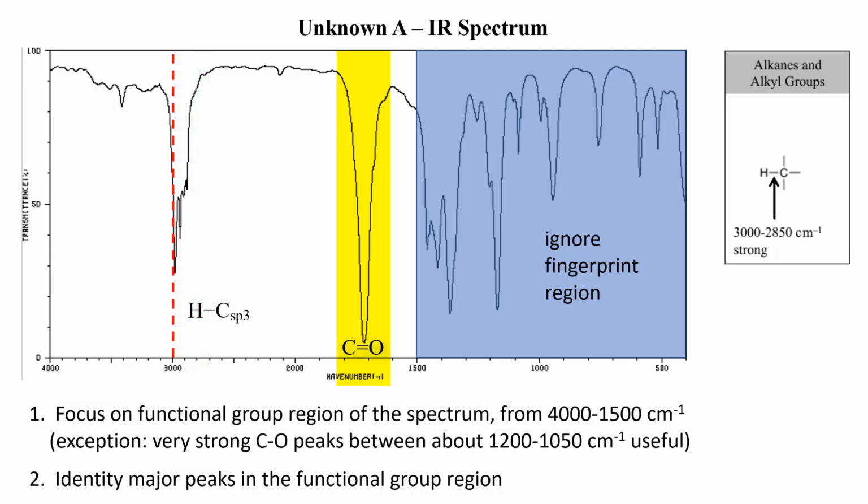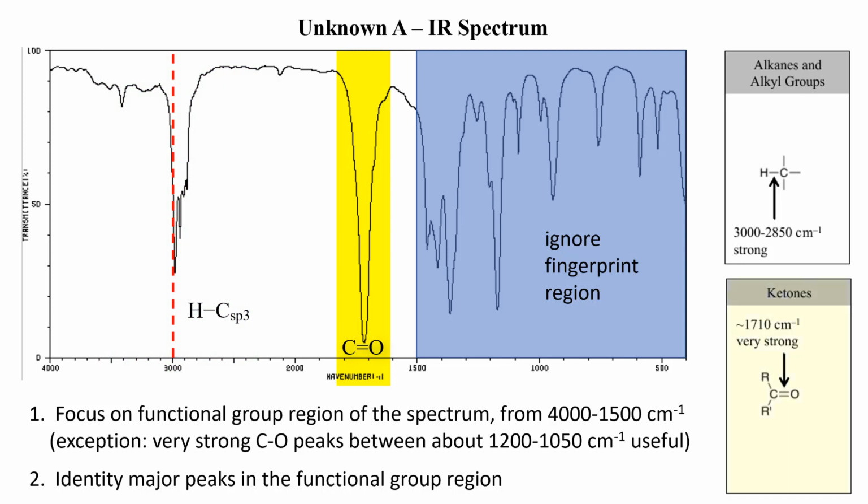For carboxylic acids, there would be a really big peak centered at about 3000 that would be extremely broad and jagged. We don't see that either, so this can't be a carboxylic acid. Therefore, we're left with ketone as the most likely possibility.